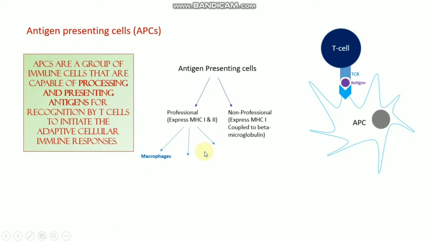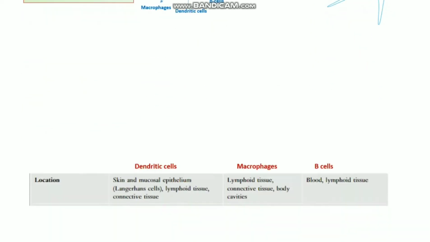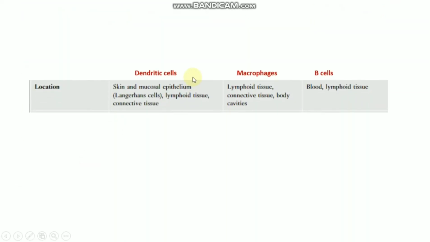The professional antigen presenting cells include macrophages, dendritic cells and B cells, whereas all the other nucleated cells are non-professional antigen presenting cells. As for location, dendritic cells are located in skin, mucosal epithelium, lymphoid tissue and connective tissue. Macrophages are located in lymphoid tissue, connective tissue and body cavities, and B cells are located in blood and lymphoid tissue.